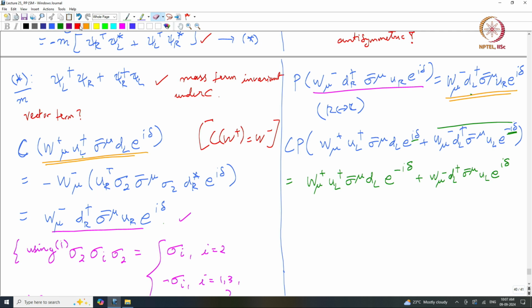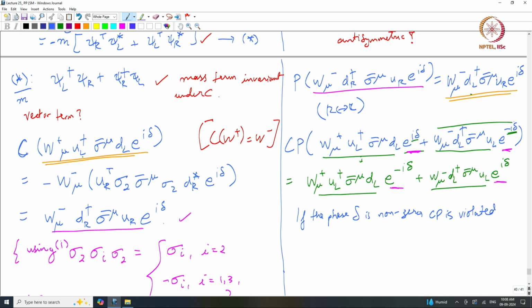Now isn't it clear now that under CP this term has changed completely? What is different now? These terms are the same, correct? These two are the same, these two are the same, but the phase has completely flipped. Correct? So these two terms are clearly not equal to each other. In other words, if the phase delta is non-zero, CP is violated. Okay?